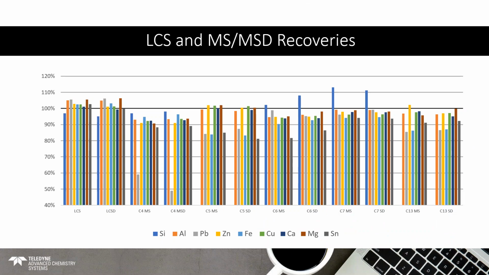So here are our recoveries for all these different elements. The laboratory control sample recoveries were all between 95 and 106%. And the sample recoveries, except for lead on C4, were all between 81 and 113%. So we're able to get really good recoveries here with the exception of that lead, and that's likely due to matrix effect and not an inaccuracy on the system, as all of the rest of the elements for the C4 samples came in within a very good recovery.